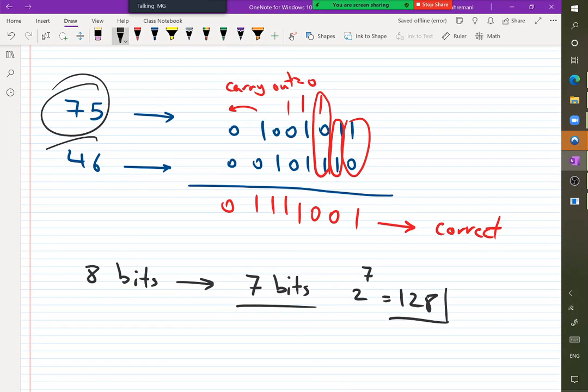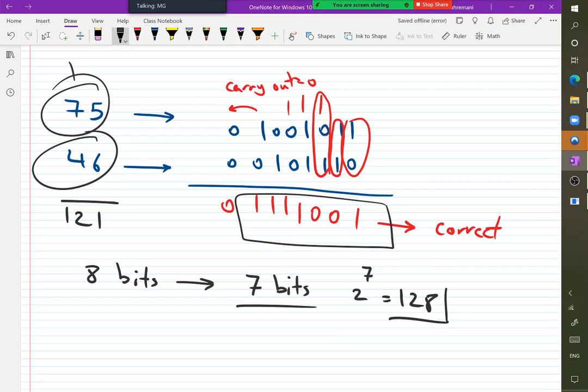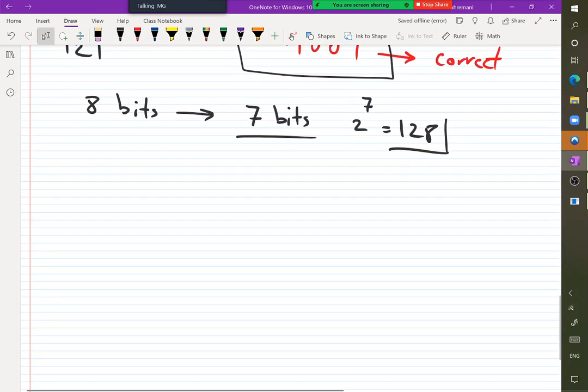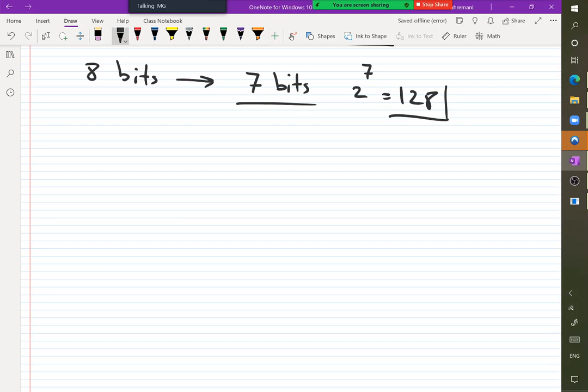Here, 75 plus 46, what is the result? Is it less than 128 or no? Of course, 5 and 6 is 11, and the result is 121. 121 is less than 128, so the result is correct, and it's the reason that we don't have any carry. Let's show an example where we do have a carry and the result is not correct.